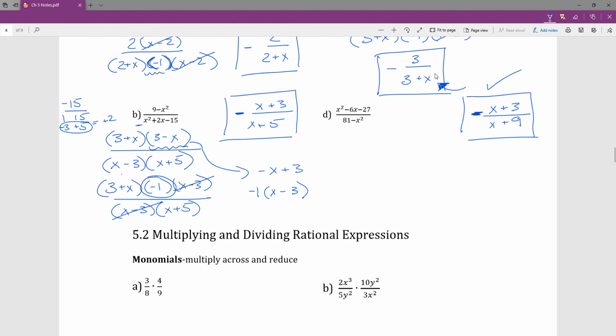Last one here. I've got a trinomial on the top. I have -27 at the top of my trinomial. It's a simple trinomial, so I can use my shortcut. I'd have 1 and 27, 3 and 9. It's going to be a +3 and a -9 for that one. So that's what can add to -6. It's also the numbers in my binomials. So factoring the top, I'd have an x plus 3 and an x minus 9.